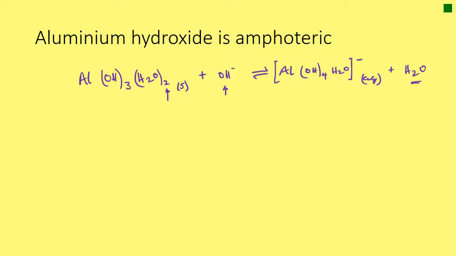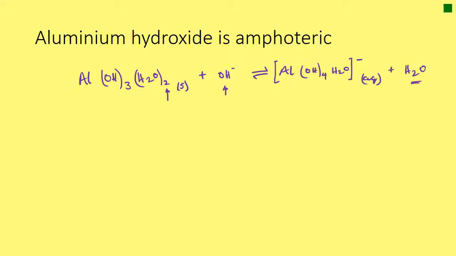So just to repeat, our aluminium hydroxide precipitate not only can accept a proton and redissolve, but it also can donate a proton. It donates a proton from one of the water ligands, and that water ligand would therefore turn into a hydroxide ligand, which has a negative charge. And so the complex now has a negative charge, which means it's soluble. And therefore you can see that aluminium hydroxide is amphoteric.